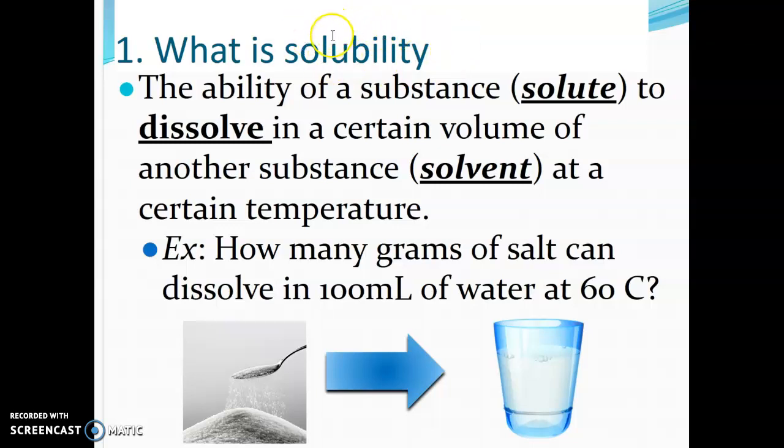Solubility is a physical property that describes how much solute I need to dissolve in a certain amount of a solvent at a specific temperature in order to saturate a solution. So for example, solubility tells me how many grams of salt I need to saturate a solution made with 100 milliliters of water at 60 degrees Celsius.